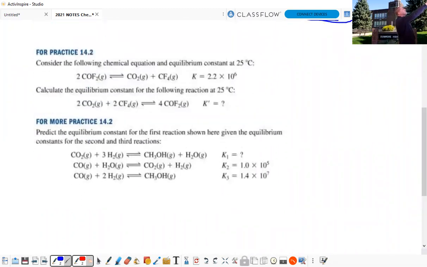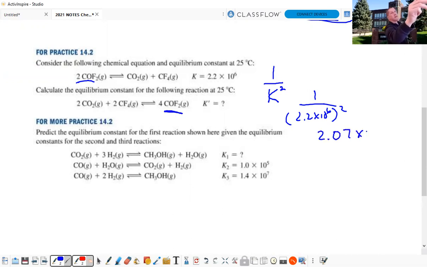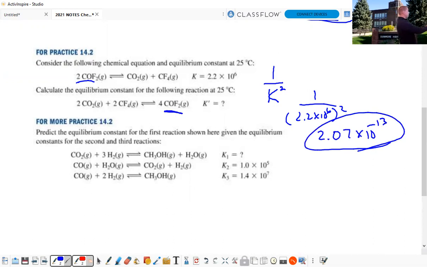So consider this first reaction. So we have to get, again, we're reversing it. It's on the wrong side. So 1 over K. And now we're multiplying it times 2. So this time we are squaring it. So it would be 1 over 2.2 times 10 to the 6th squared. So 2.2 times 10 to the 6th squared. And then 1 divided by that, or the inverse. So 2.07 times 10 to the minus 13. So we reverse that. Once again, less than 1, reactants are favored. Greater than 1, products are favored because we reversed it. So the reactants became the products.